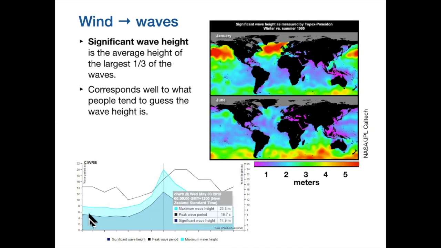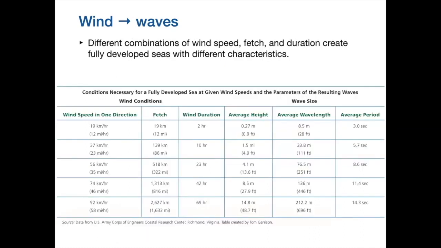So if we concentrate on the two blue shaded areas here, we have at this point the peak of the wave. So a particular wave went past the wave buoy that had a height of 23.8 meters, about the size of a 7-story building. And then the significant wave height, so the average over the largest 1/3 over a period of, I think in this case, half an hour, was 14.9 meters.